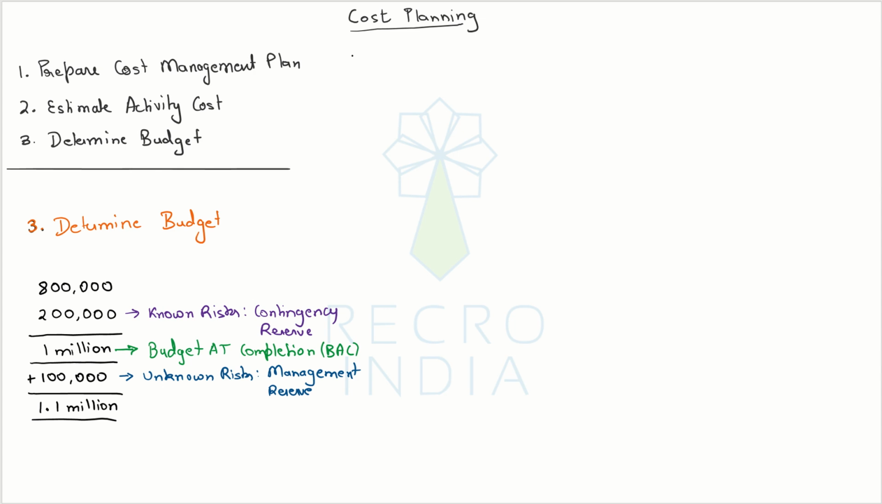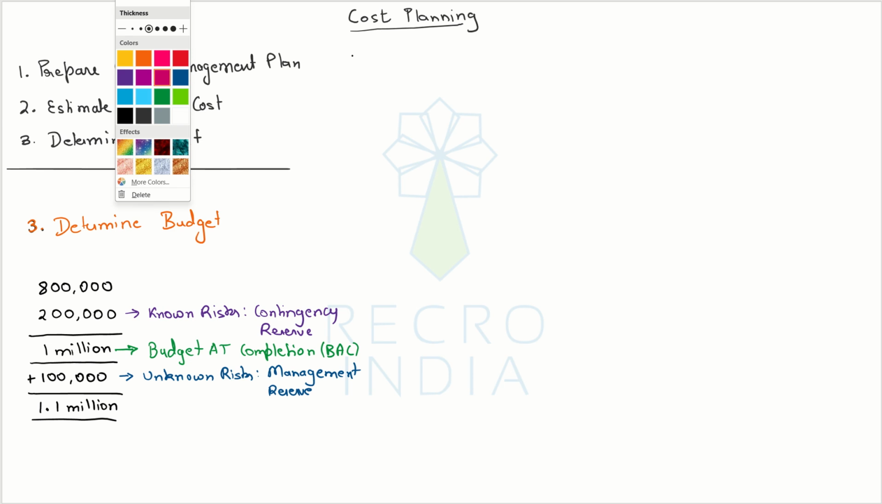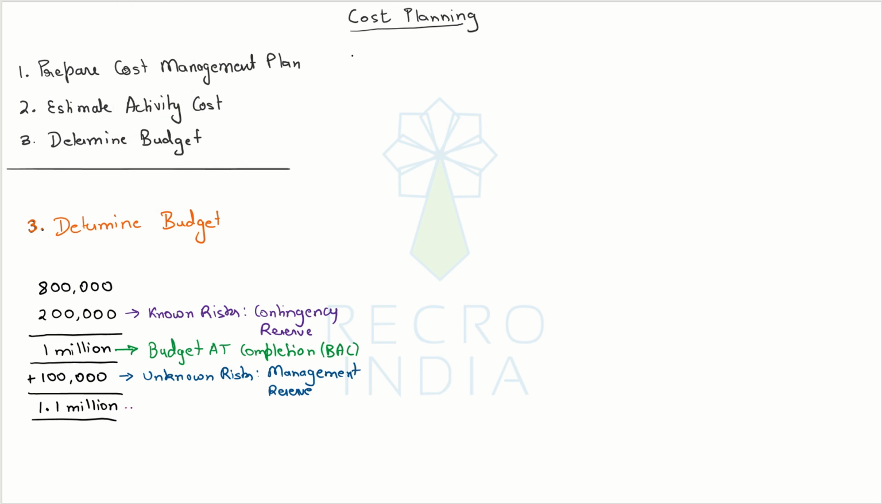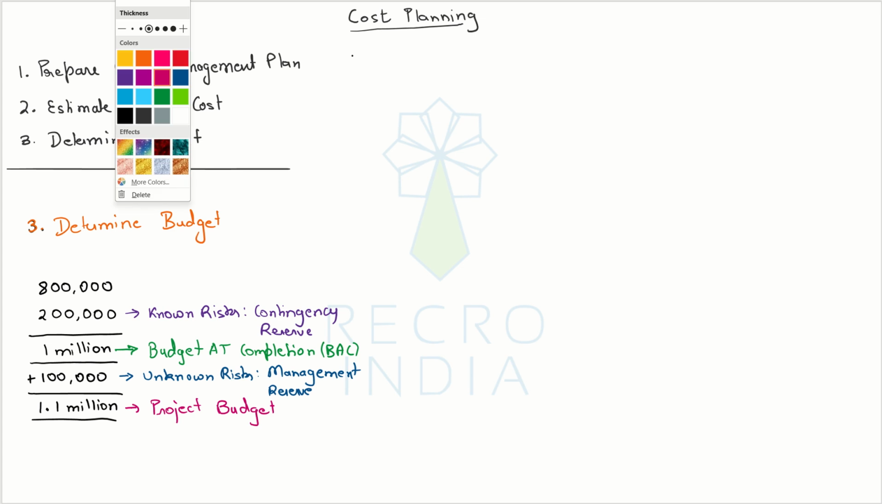whereas the total amount of money which has been kept aside for the project, including the management reserve, is what we refer to as project budget. It's just to differentiate the two figures: the total amount of money kept aside is 1.1, which we are referring to as project budget. However, out of this 1.1, the project manager gets 1 million to spend. So that 1 million is called budget at completion, which becomes the basis of the performance assessment for the project and the project manager.